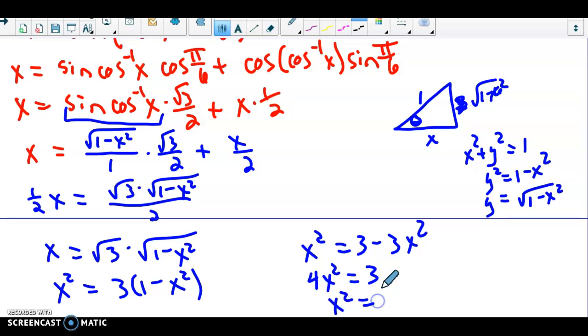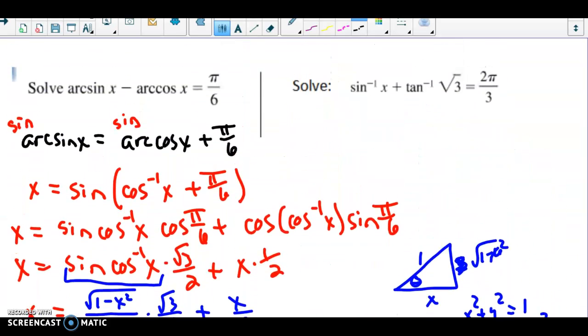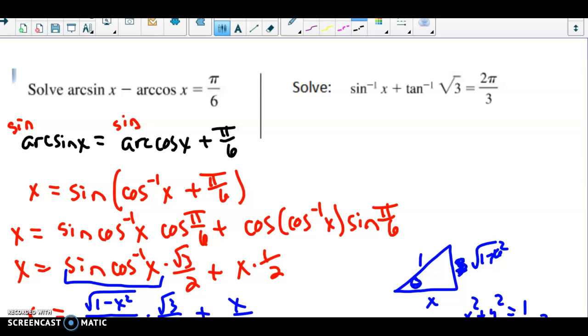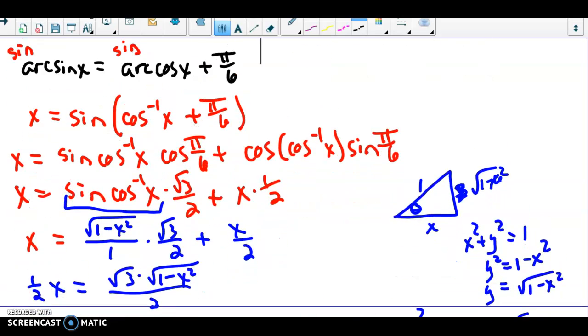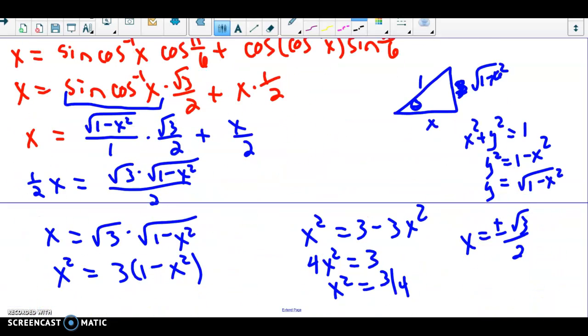So x squared equals 3/4. So x is going to be plus or minus square root of 3 over 2. See if there's anything in the beginning that makes me, oh, well, I need to be positive because of the domain of arc cosine. Okay, so it's just square root of 3 over 2.